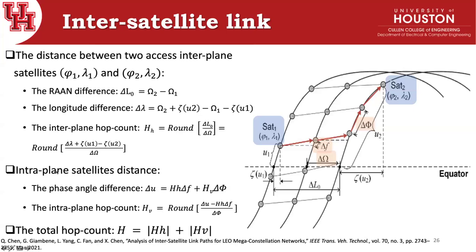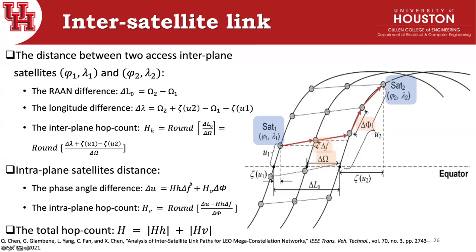We can get the answer here to calculate the hop count horizontally. And for the intra-plane satellite distance, the phasing, firstly we have the phasing angle difference, delta u, which is here, u2 minus u1. Just as we mentioned previously, u is the angle between the ascending node and the location of the satellite. So delta u equals delta f times the number of horizontal hop counts, plus hv, which is the number of vertical hop counts, times delta phi.